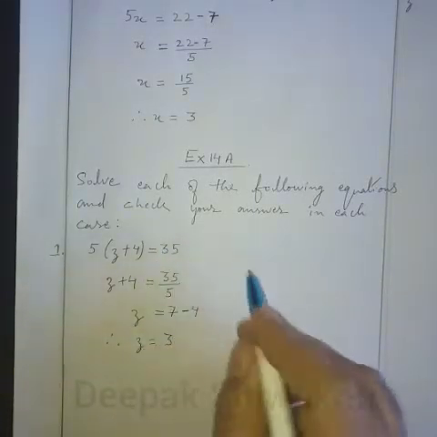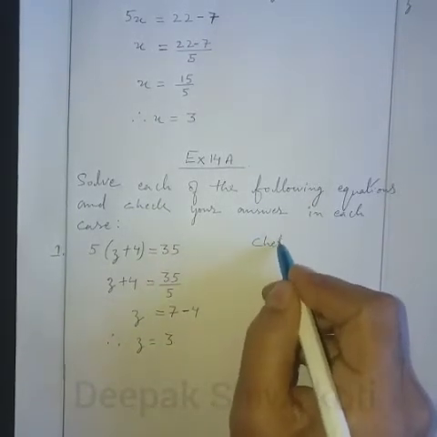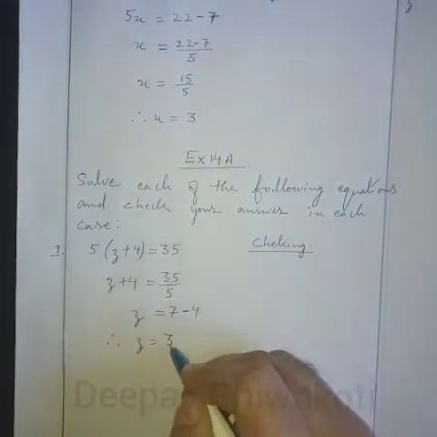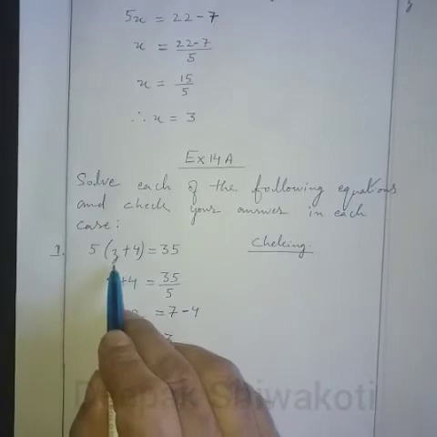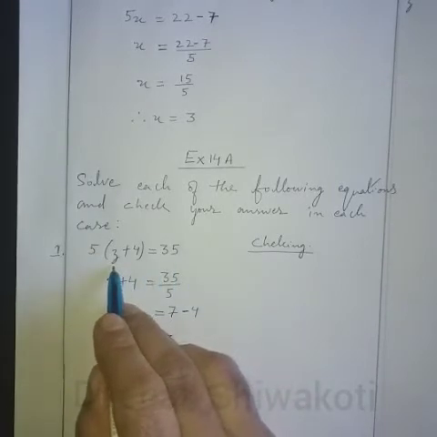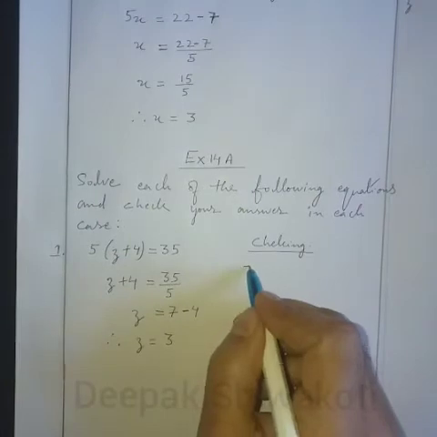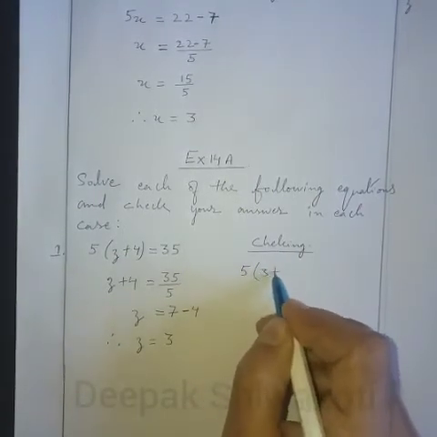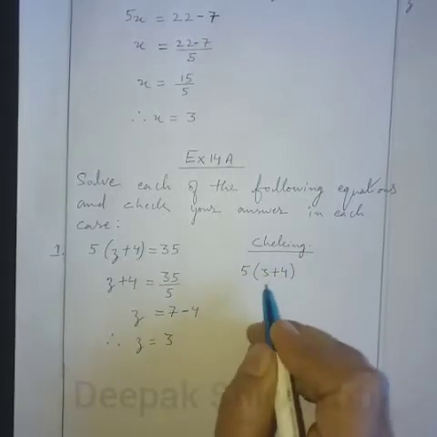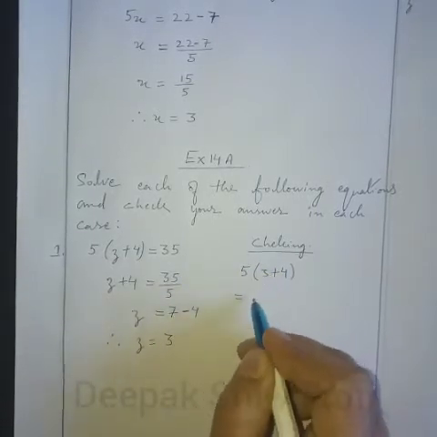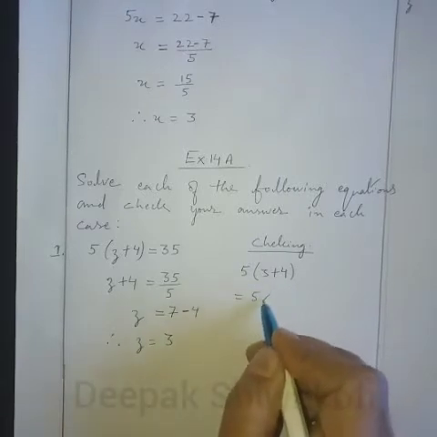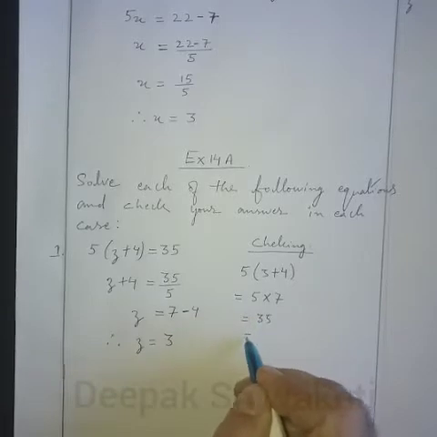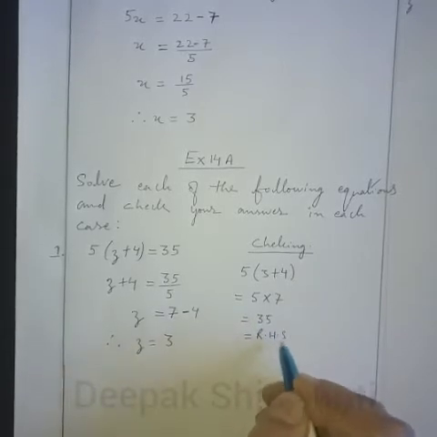Now, check your answer means checking by putting the value of z in the left hand side. That is 5 times (z is 3 plus 4). How much are we going to get? 4 plus 3 is 7, and 7 fives are 35, which is equal to the right hand side.